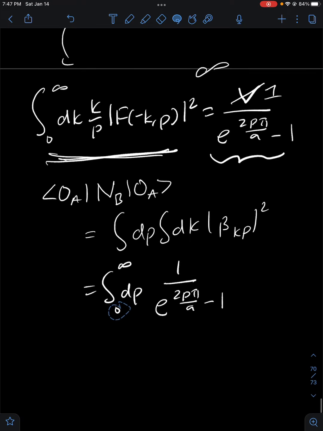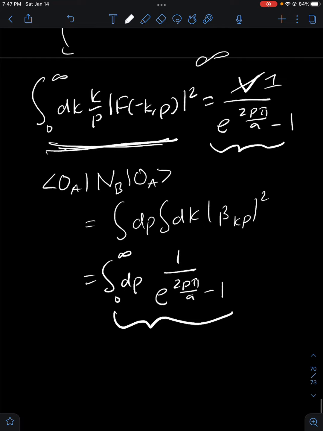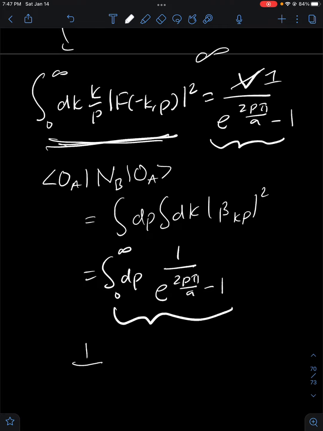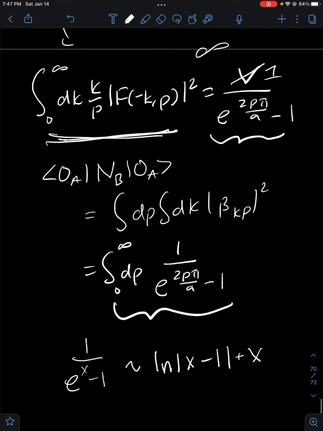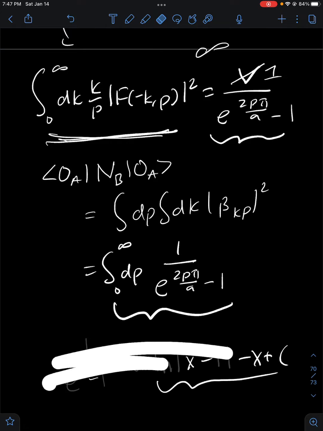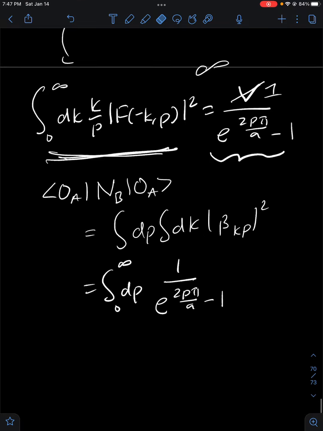So now we have this over here. We run into another problem. This also diverges if you let the momenta run arbitrarily high. And that's because that 1 over e to the x minus 1 behaves something like, if I recall from memory, a natural log of, I think, x minus 1, and then plus x or minus x plus c. Something like that. Don't quote me on it. And this is going to diverge, right, for an infinitely large x. So this means that we still have a divergence here.